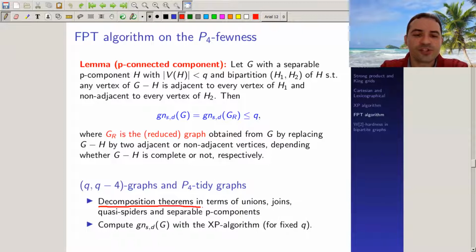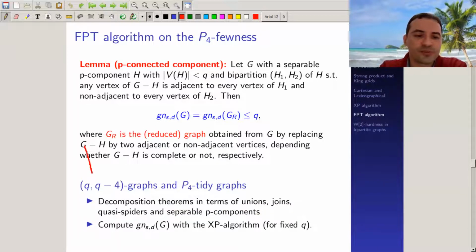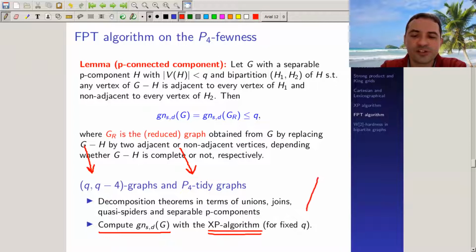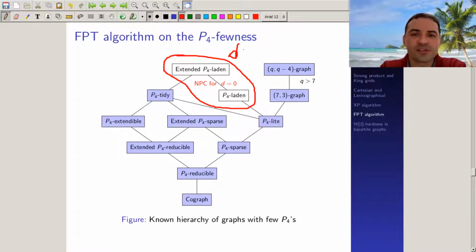Then, using the decomposition theorems in terms of unions, joins, quasi-spiders, and separable p-components, we can solve the spy game decision problems in (q,q-4) graphs and P4-tidy graphs, computing gn, the guard number of G. Using that XP algorithm for fixed q, we obtain an FPT algorithm on the P4 fewness of the graph. Solving for all these graph classes and also for these graph classes when D is at least 1.